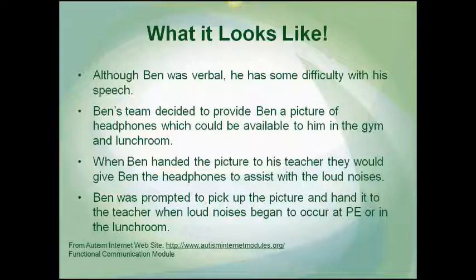They taught him something more skillful that was a communicative act, and that had the exact same outcome as running out of the room. So instead of running out of the room and there's no more noise, you put on the headphones, much more appropriate.